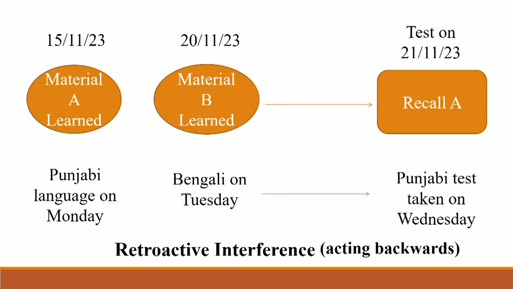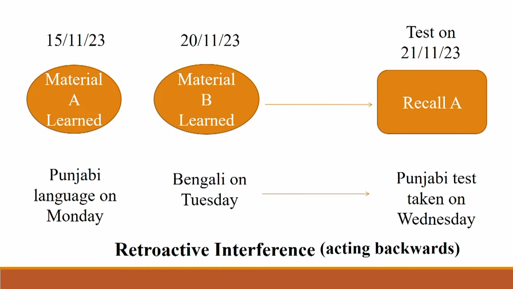There are basically two types of interference. One is retroactive and the second one is proactive. We will be studying each with an example. So on 15th of November 2023, I ask you to learn material A, and on 20th of November, I ask you to learn material B. Then today I ask you to recall whatever you have learned in material A, and I take a recall based test of you.